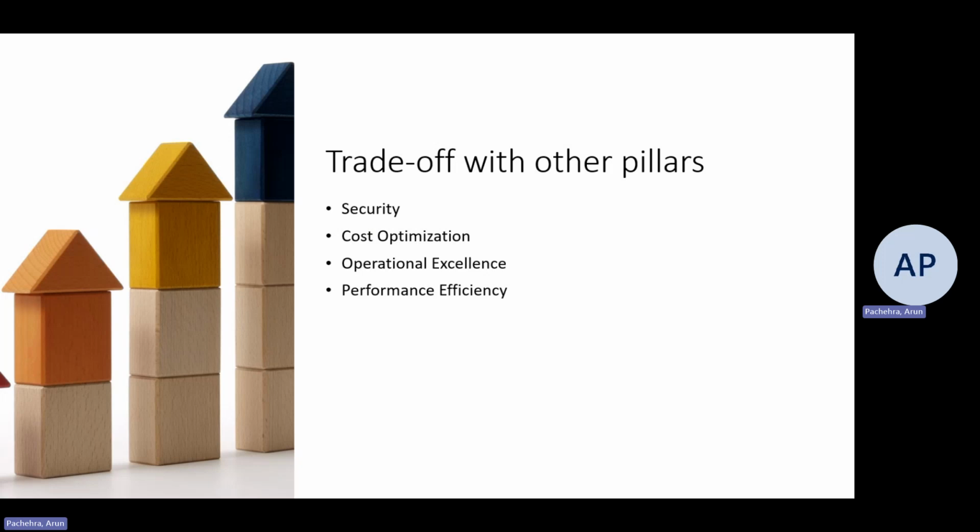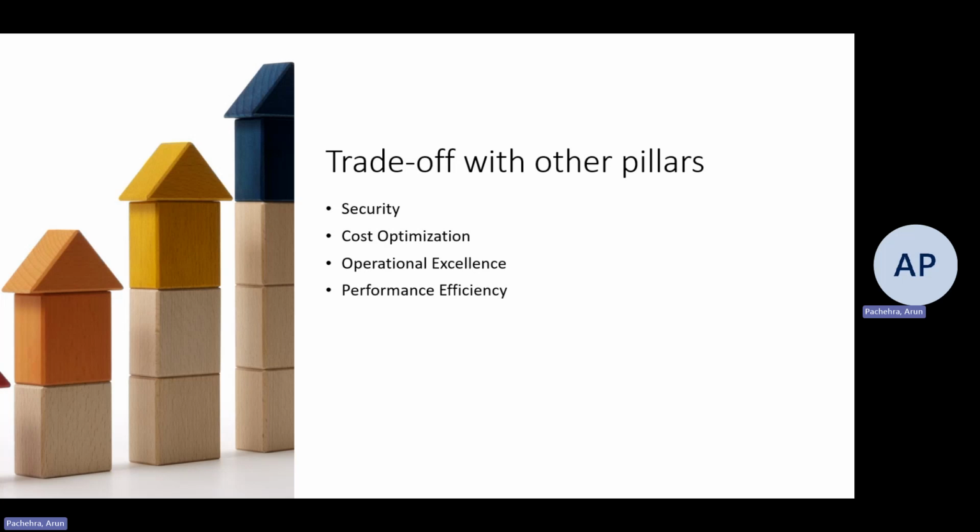Now, trade off with the cost. Achieving high reliability often involves over provisioning resources, leading to increased cost. We all know that. Well, an online streaming service maintains additional server capacity to handle peak loads, ensures reliable streaming during high demand events. Our second trade off is with cost.